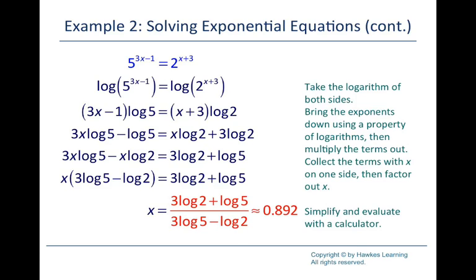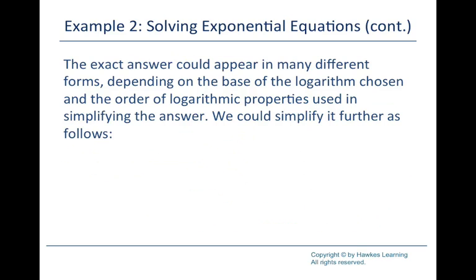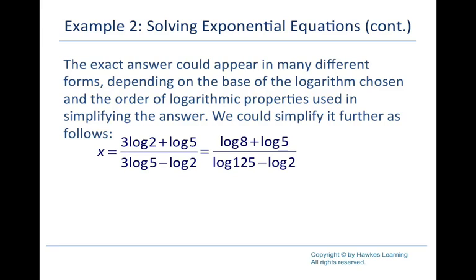And then our decimal approximation is 0.892. All right, now what they've done here, just so you see, they've taken the 3 up, this is the same as the log of 2 cubed, bringing the 3 up as an exponent. This is 5 cubed. So that becomes the log of 8 plus the log of 5 equals the log of 125 minus the log of 2.